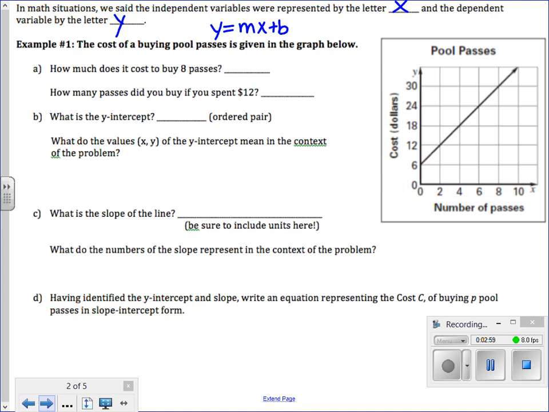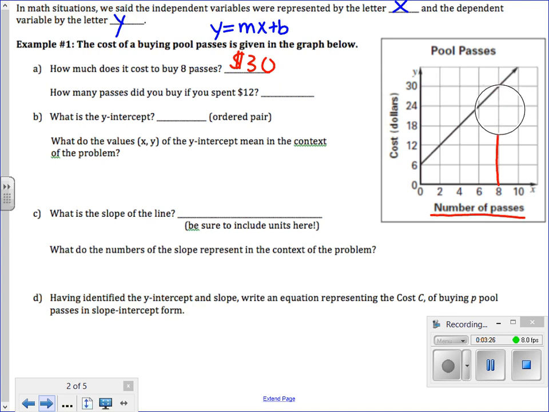So let's look at this first problem here. This is a graph that represents the cost of buying a certain number of pool passes. The first question says, how much does it cost to buy 8 passes? Well, on the x-axis here is our number of passes. So I'm going to look at 8. If I go all the way up to the graph and then read over, it looks like it's going to cost $30 to buy 8 passes.